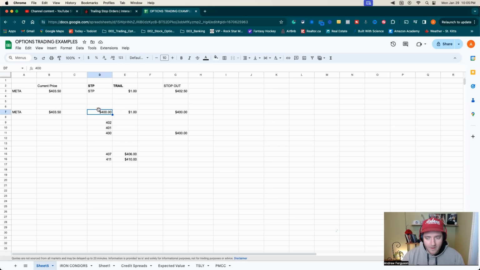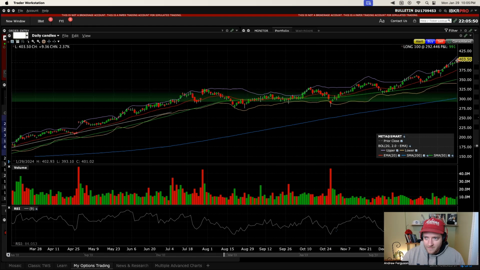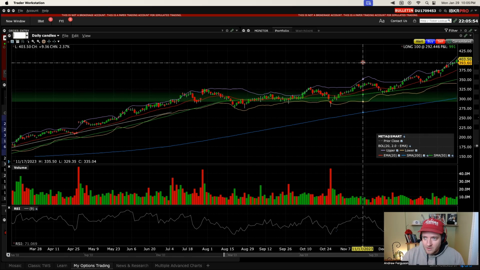But the key thing to remember, that I messed up on the first time, and I'm very sorry again, is to set your stop amount below the current price of the stock that you're trading. Think of it as a stop loss or a stop level that you'd look at on a normal chart. If you were buying the shares of Meta at 403.50 and you want to have a stop loss, it's always going to be below the 403, or whatever you purchased at. It's going to be below that level.